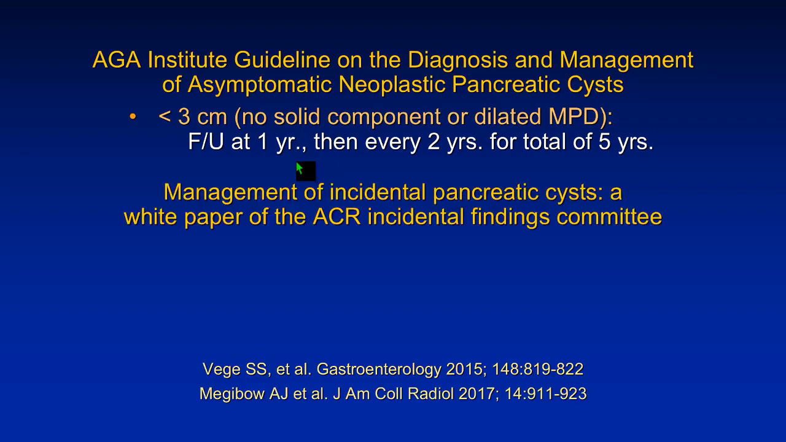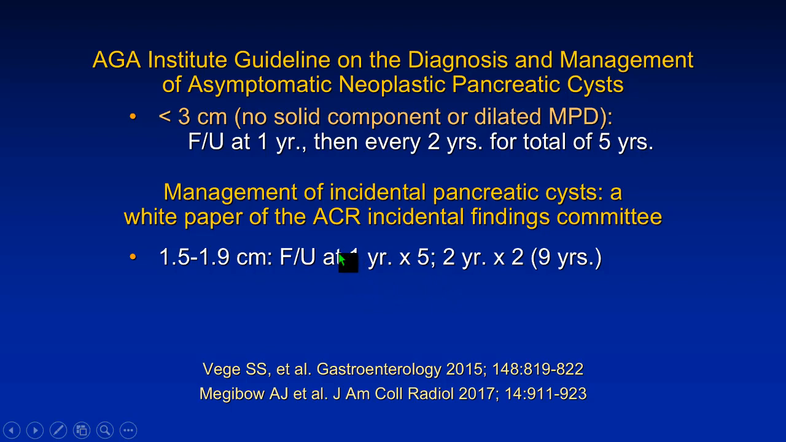The new ACR guidelines also address how long we should continue following these lesions. It's a little bit more complex, but I think it makes more sense than the AGA guidelines. So for lesions between 1.5 and 1.9 centimeters, a 1-year follow-up for 5 years, then 2 2-year follow-ups for a total of 9 years. And if at the end of that period there hasn't been any change, then the ACR Incidental Findings Committee feels that it is reasonable to stop follow-up at that point.